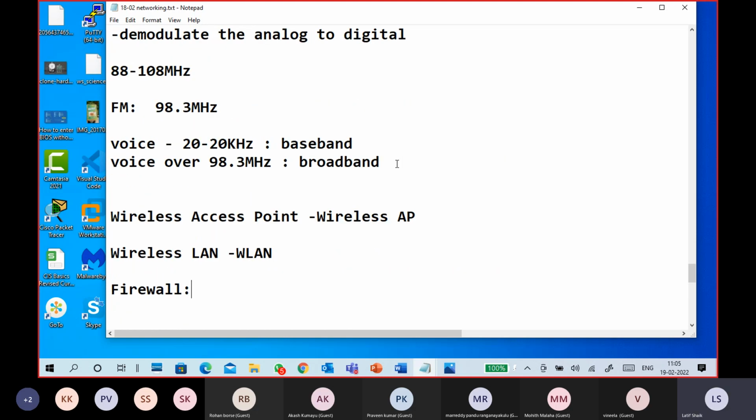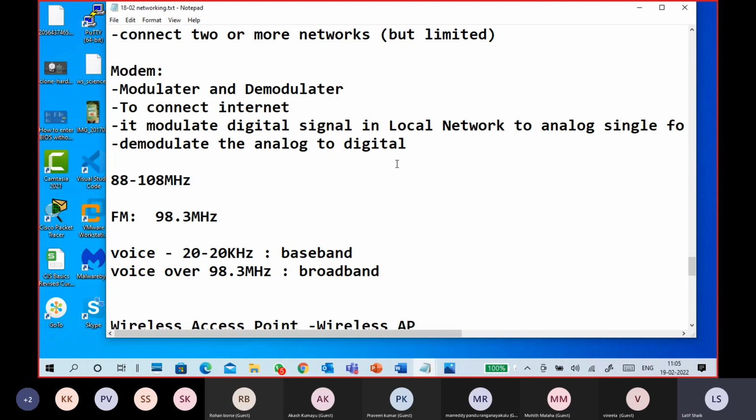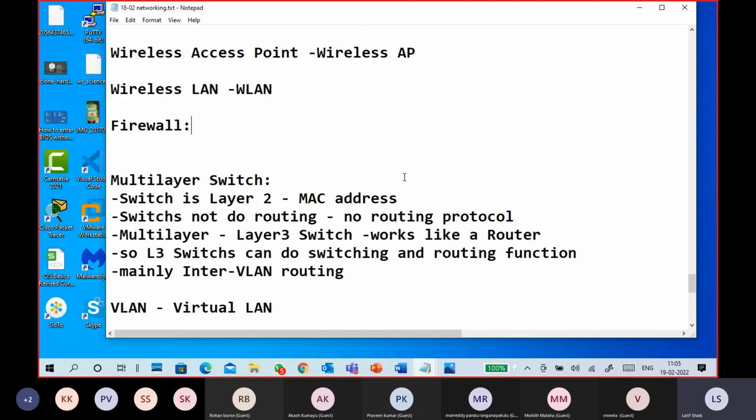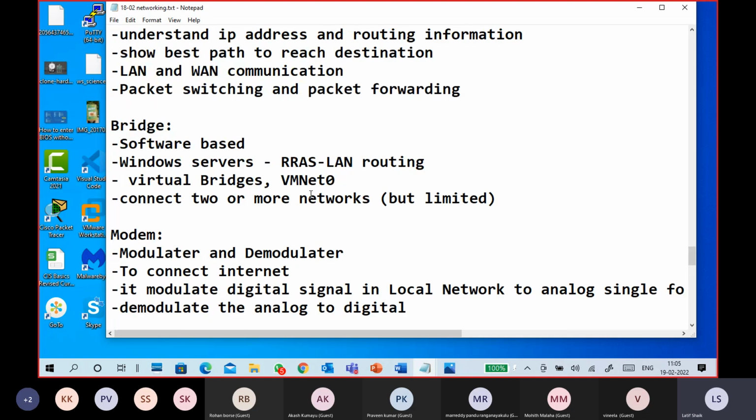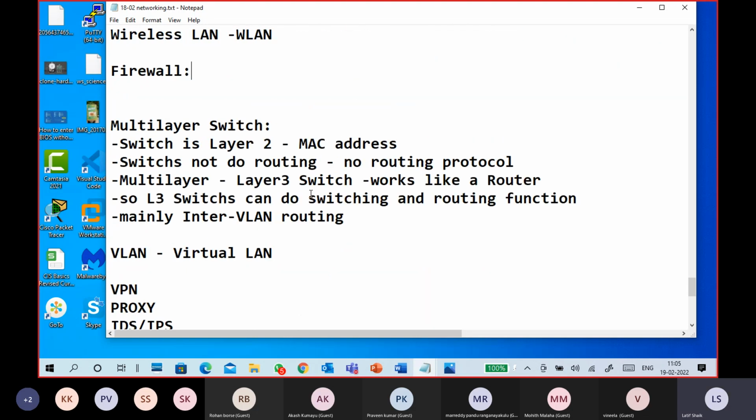Multi-layer switches. Multi-layer switch refers to the hardware layers: layer 1, layer 2, layer 3. A switch is a layer 2 device. It understands MAC addresses only.